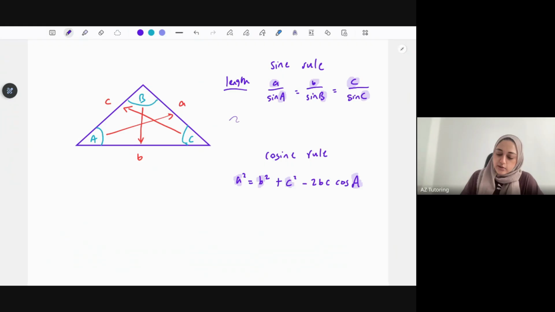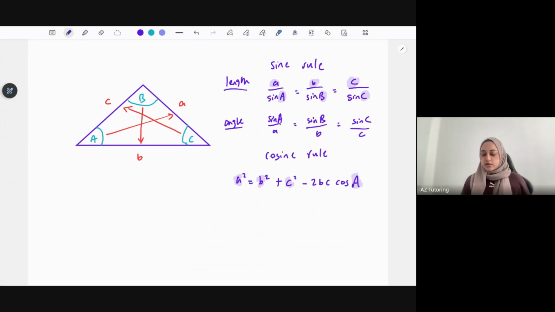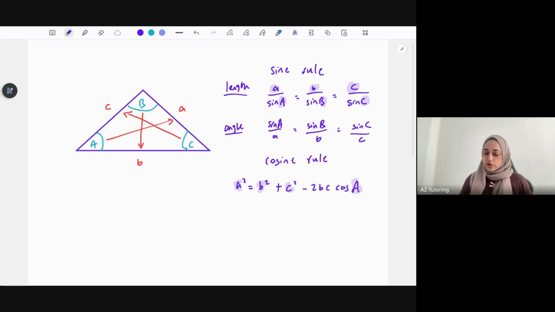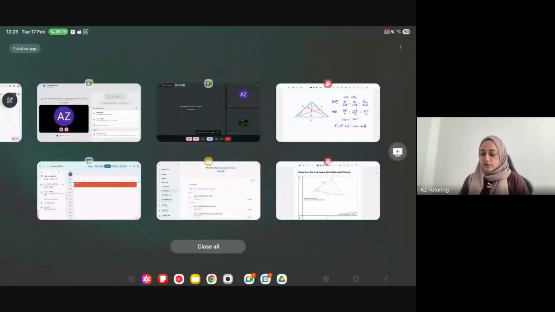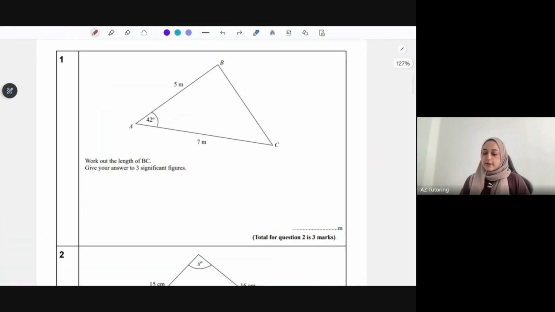Now, if I'm working out the angle instead, the reason you use 2 different versions is just to make the rearranging easier for yourself. If you're finding an angle, you just flip all of them over. So you would use sine A over a equals sine B over b equals sine C over c. They're just flipped over, depending on what you're trying to find. To be fair, there is another version of the cosine rule you could know to work out cos A, but we'll come on to that. Let's have a look at some questions. That's all the basic stuff that you need to know before jumping into it.